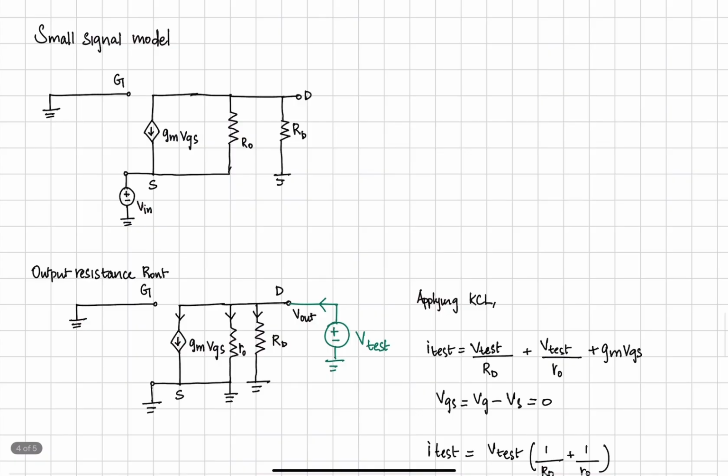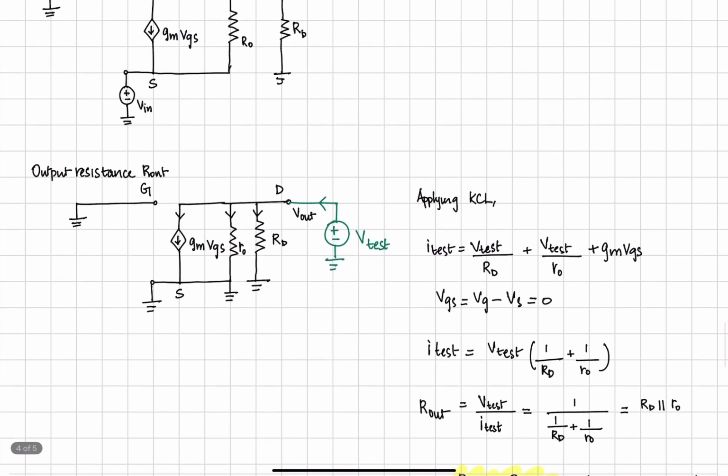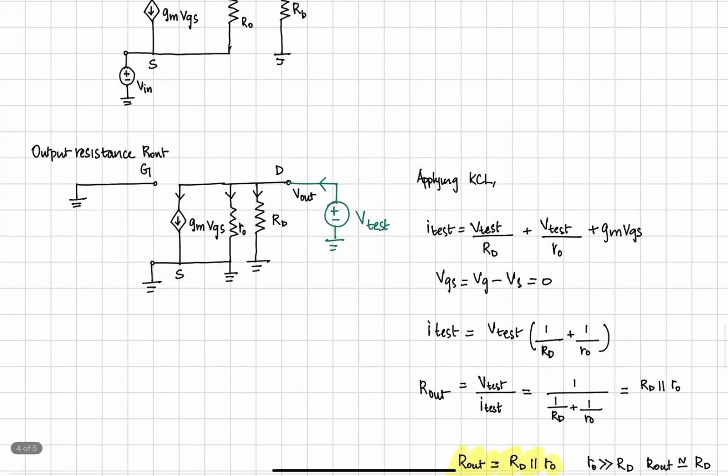Let's start with the output resistance Rout, because this is the easiest derivation. So I have made changes in the small signal model. To find the output resistance, we need to ground the input, and a test voltage is connected to the drain terminal. So Rout can be written as V test divided by I test.